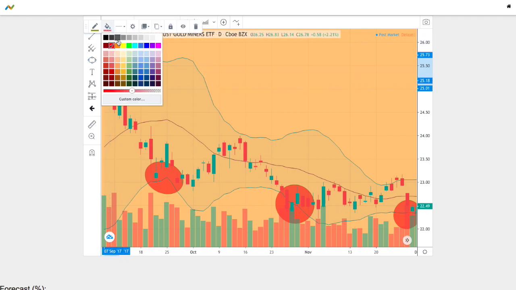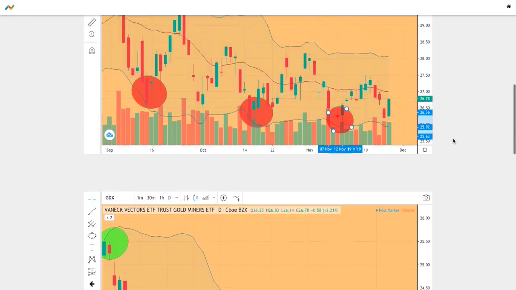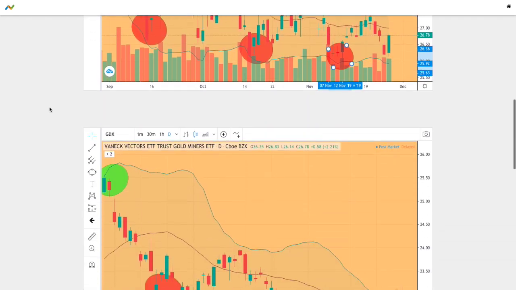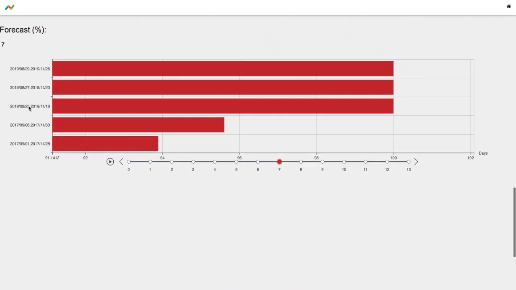So we have those points, about 1, 2, 3, 4 points. We also have 1, 2, 3, 4 points. So there's reason to believe that the trends and patterns are the same. The outcome and forecast should be fairly the same.